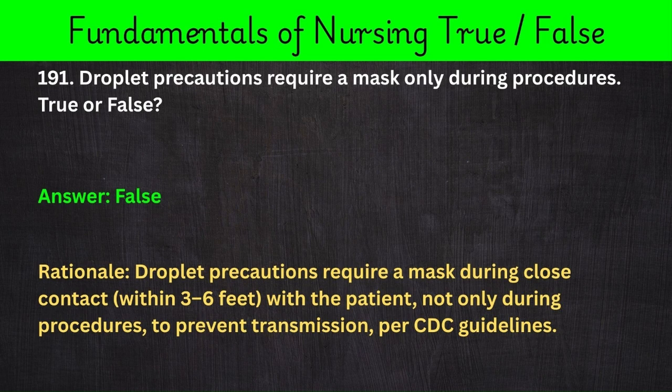191. Droplet precautions require a mask only during procedures. True or false? Answer: false. Rationale: Droplet precautions require a mask during close contact, within 3 to 6 feet, with the patient, not only during procedures, to prevent transmission, per CDC guidelines.